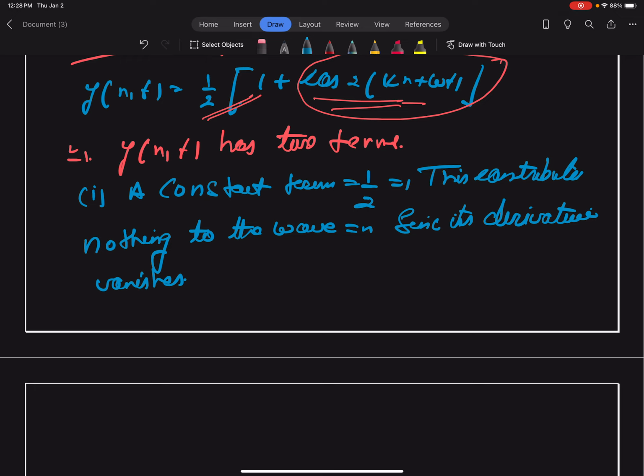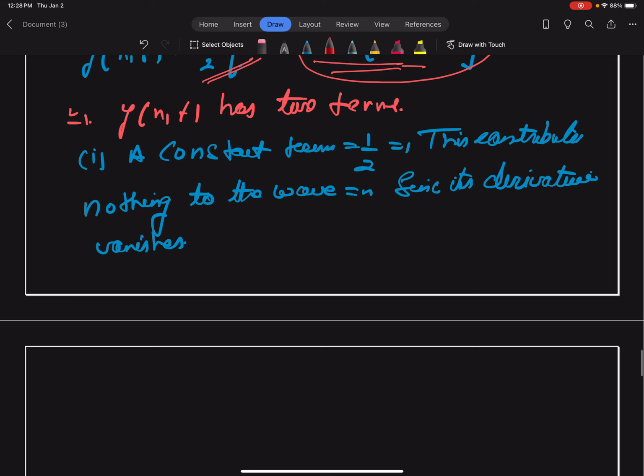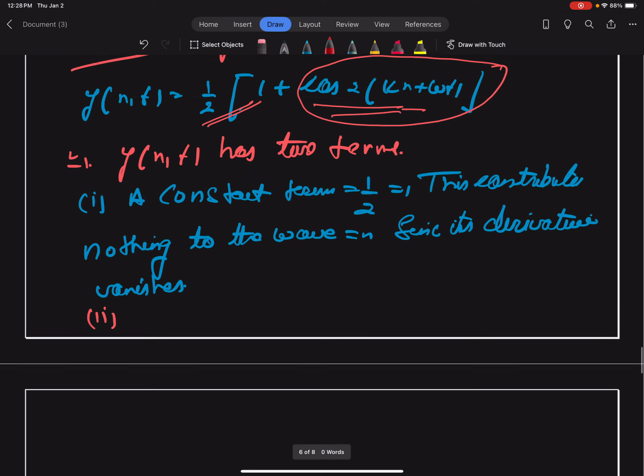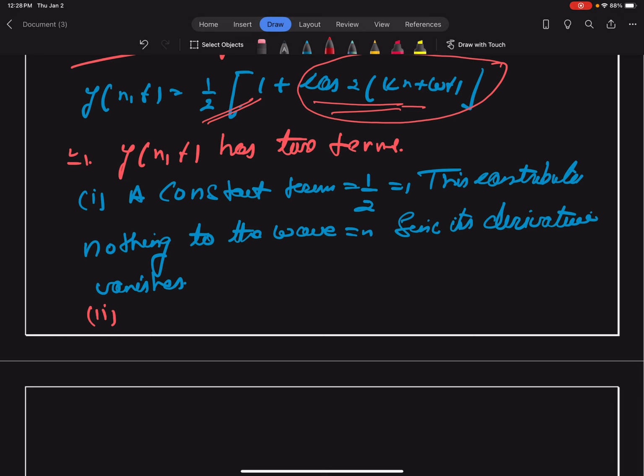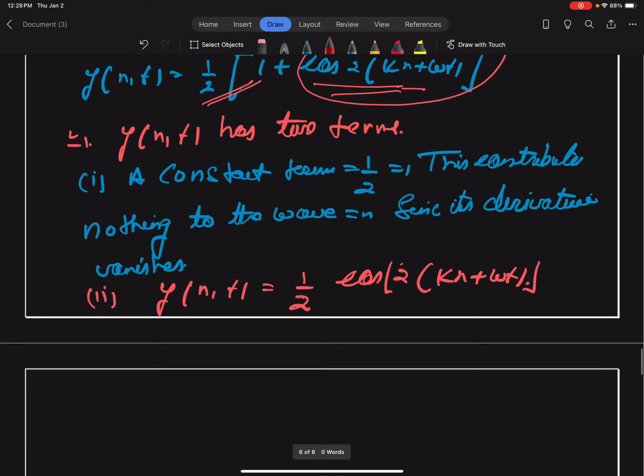So we are only interested in the second term, and the second term is our 1 by 2 x of t is equal to 1 by 2 cos of 2 kx plus omega t. So we are interested in only this term, and we are going to find out its derivative first as well as second derivative.